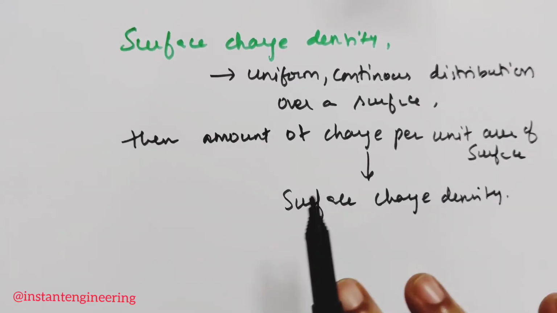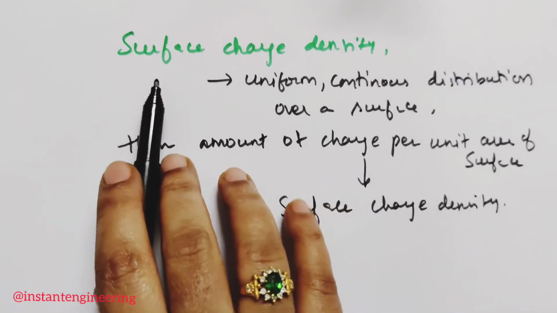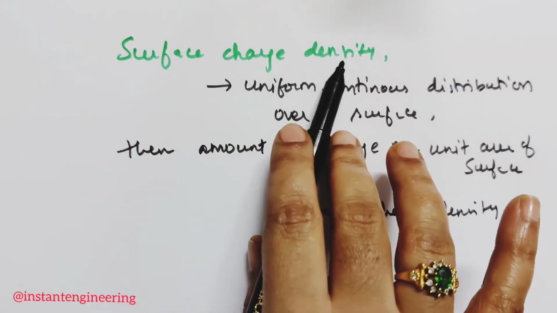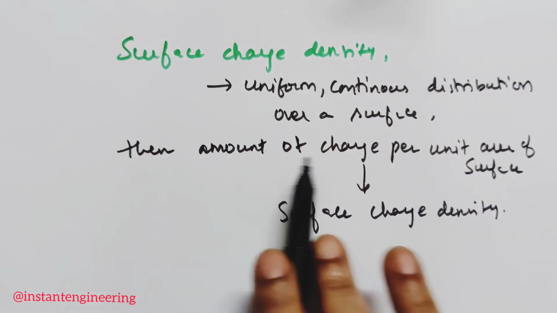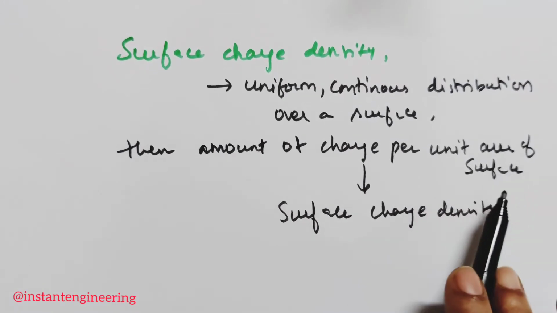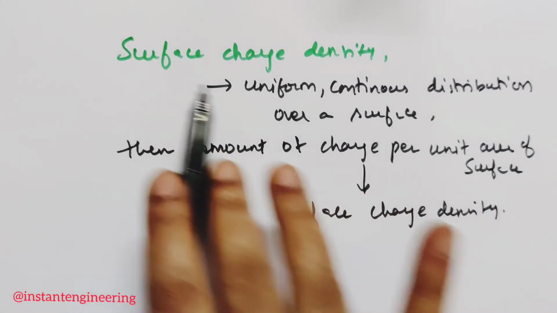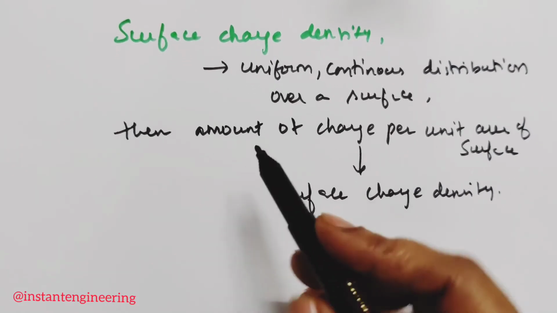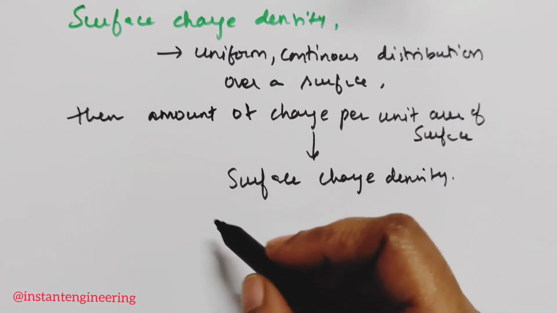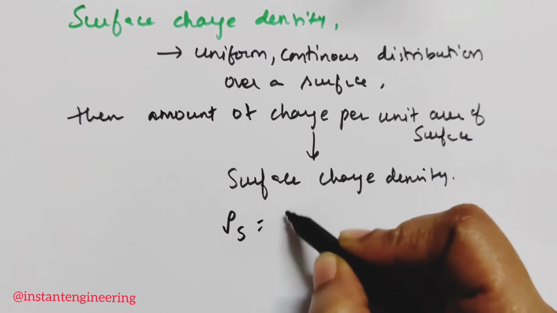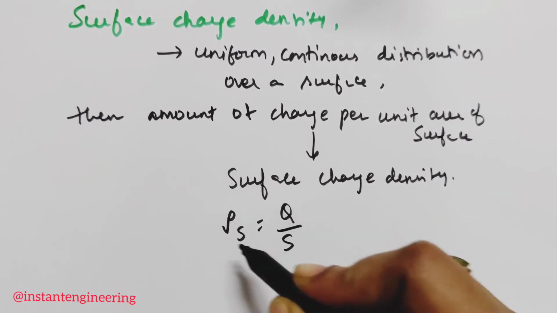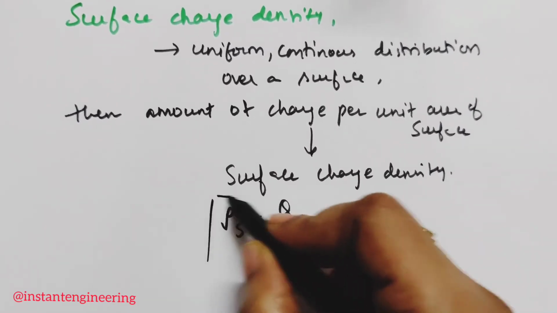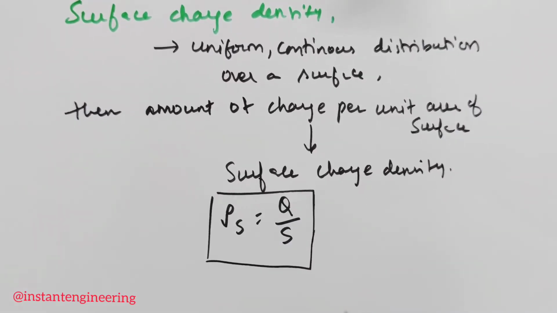For volume charge density, we said it is the amount of charge per unit volume. Here it is nothing but surface. So this can be written as, there it is rho v, and here it will be rho s. Rho s is equal to q by s. There it was volume, that's why this was v; same thing for surface.